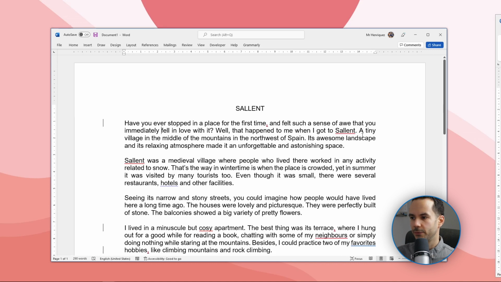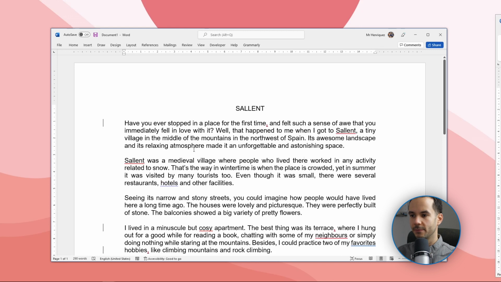Then we're going to edit the sentence structure a little bit. So I'm going to take this part, which is, well, that happened to me when I got to Salon, and I'm going to remove the full stop and turn it into a comma. Its awesome landscape and its relaxing atmosphere made it an unforgettable and astonishing space. Now, the word space here doesn't really fit, because space usually refers to something that's empty. So in this sentence, when I read the word space, I might think that it's an empty landscape or an empty place where people are building something. So I'm going to change it a bit and turn it into this.